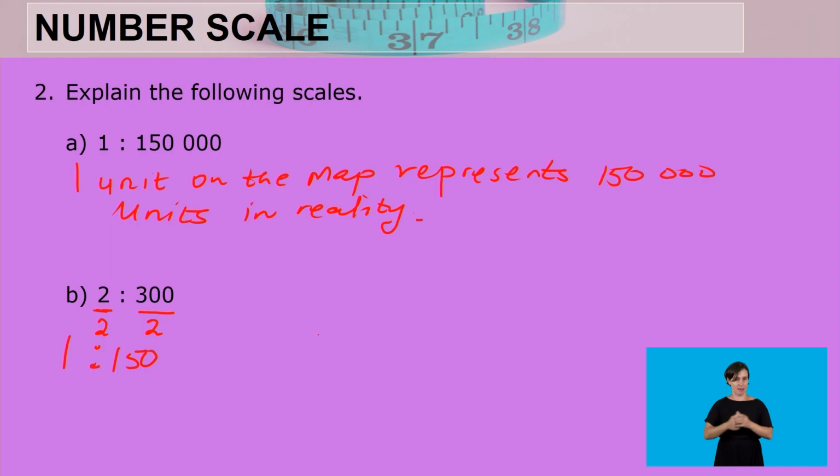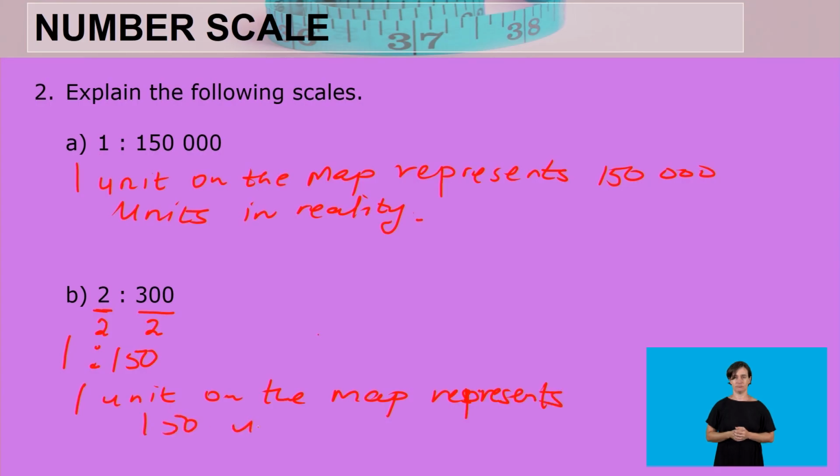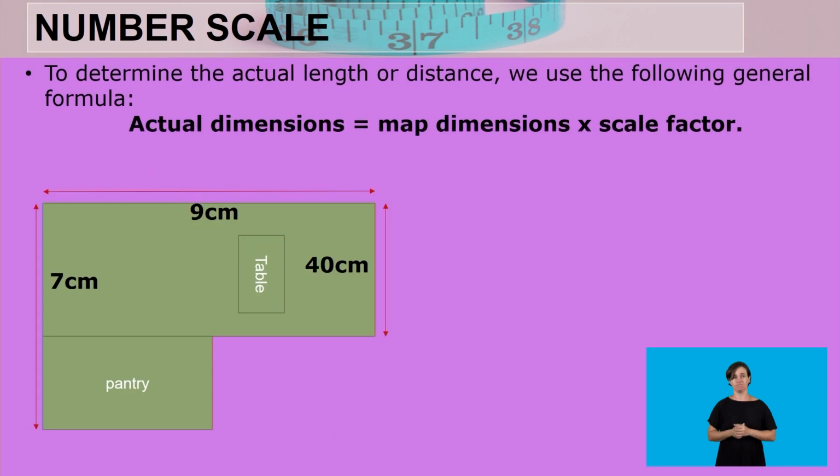Then we explain it. Then we'll say 1 unit on the map represents 150 units in reality. Then let's move on to the next one.